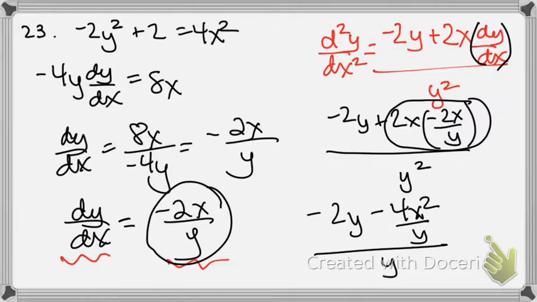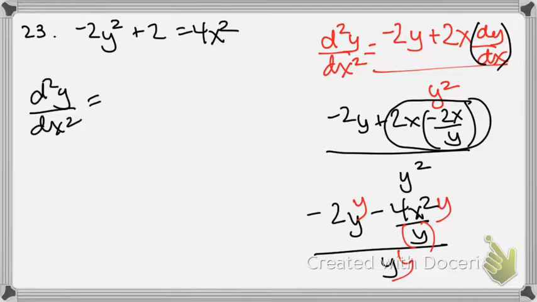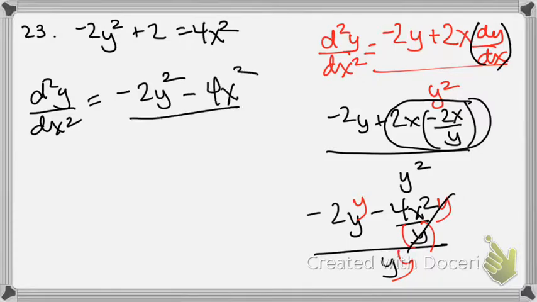And last, you just have to get rid of fractions within fractions like normal. So I'm going to multiply by the problem right here. Multiply by y, and simplify. So when you simplify that, you get a negative 2y squared. The y's cancel, so minus 4x squared all over y squared. So the answer could be that, or they could factor out a negative in the numerator. So you'd have to look and see how it's written.